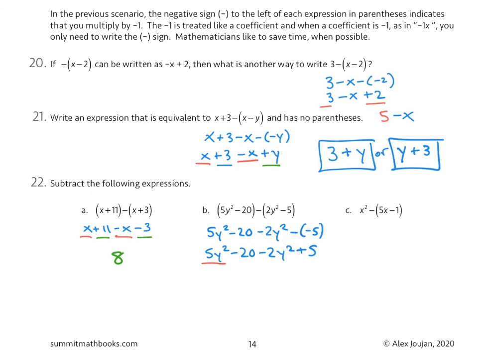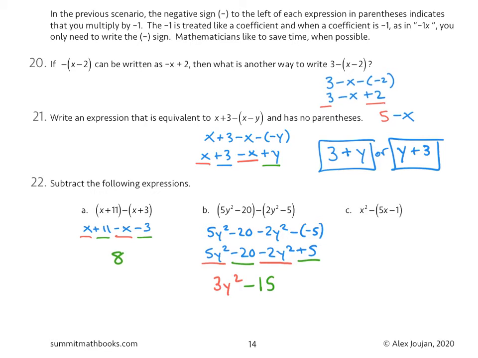Now let's combine like terms. The first term is 5y squared, and there's a minus 2y squared also. 5 minus 2 is 3, so 5y squared minus 2y squared is 3y squared. I have a minus 20, that's a constant, and a plus 5, another constant. Negative 20 plus 5 is minus 15. And I cannot combine those two terms, so our final result is a binomial.